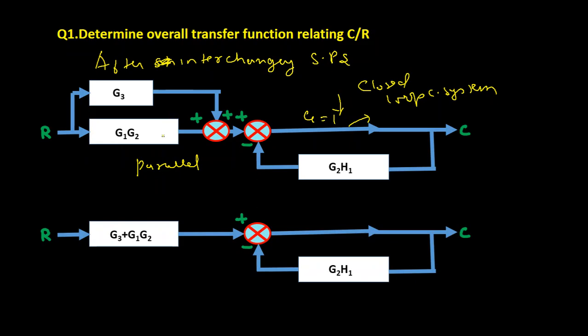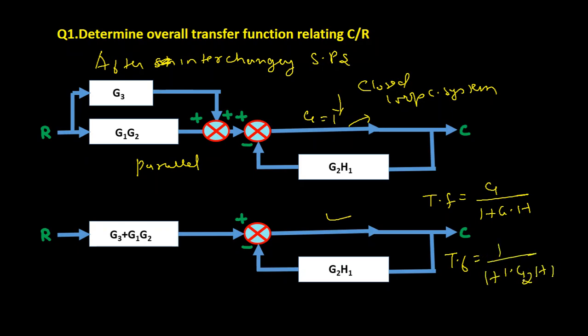Now first we solve these parallel blocks. So we get G3 plus G1 G2. We know that when two blocks are in parallel, then the total transfer function will be the summation of the individual transfer functions. So we got G3 plus G1 G2 here. Now we solve this control system. The formula for transfer function for the closed loop control system is G divided by 1 plus G into H. Here G is equal to 1, I told you. Here H is equal to the feedback part transfer function, G2H1. So the transfer function will be 1 upon 1 plus 1 into G2H1.